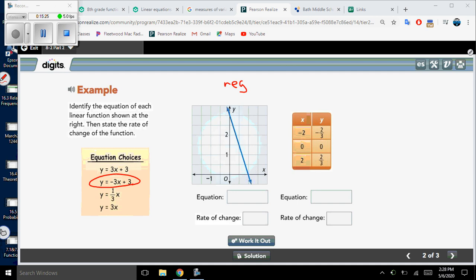So the equation is y equals negative 3x plus 3. Again, we could verify this pretty easily. You can see where the y-intercept is, 3. So that would be this piece. And you can see that the slope would be down 3 over 1. So we're going down 3 and we're going right 1. So easy way to put that together. The rate of change then is going to be negative 3, aka my slope.